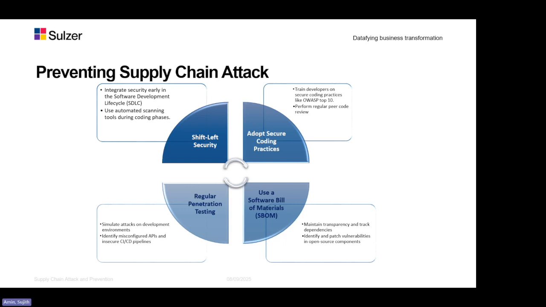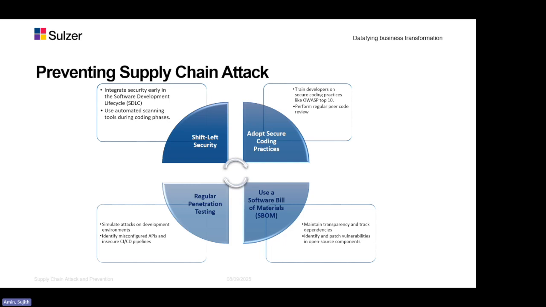And second thing is adopt secure coding practices. You can also train your developers on secure coding practices like OWASP top 10, and you can also perform the regular peer code review. And the third point is regular penetration testing.